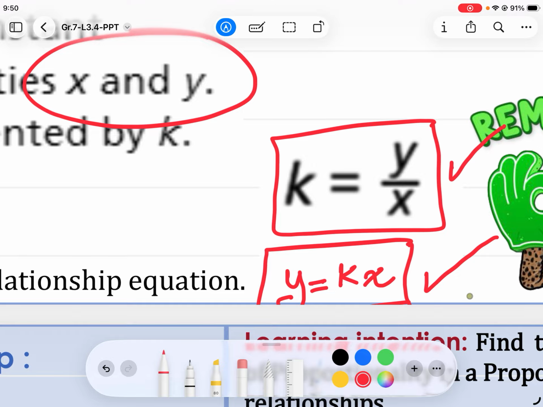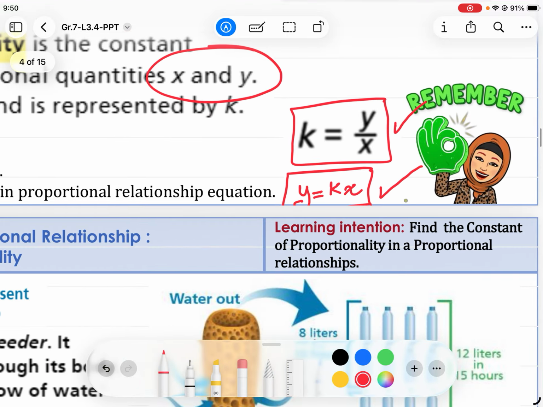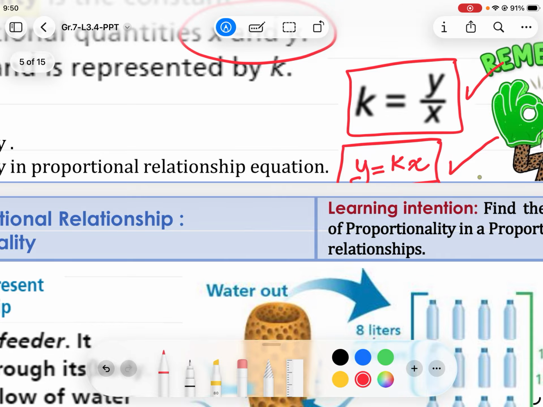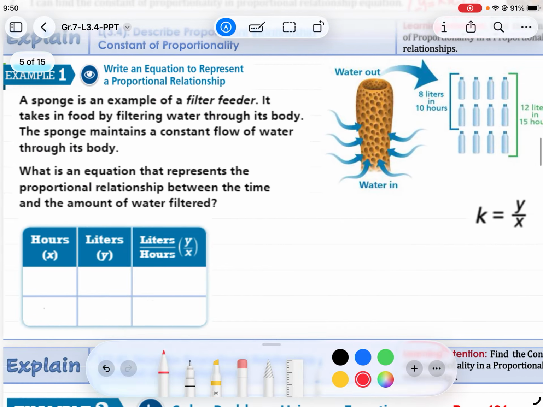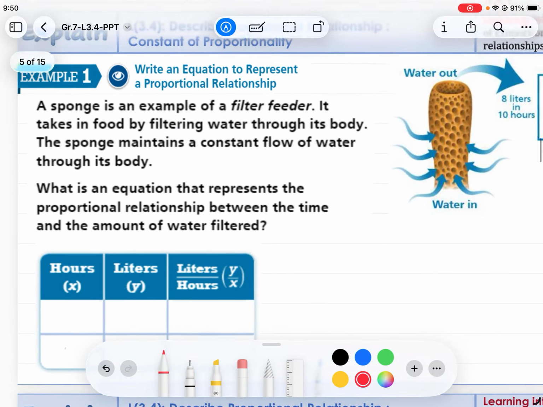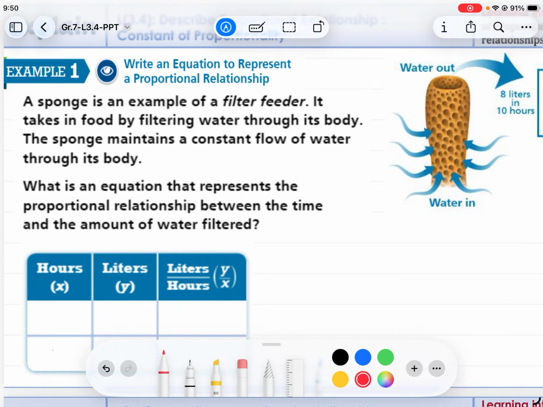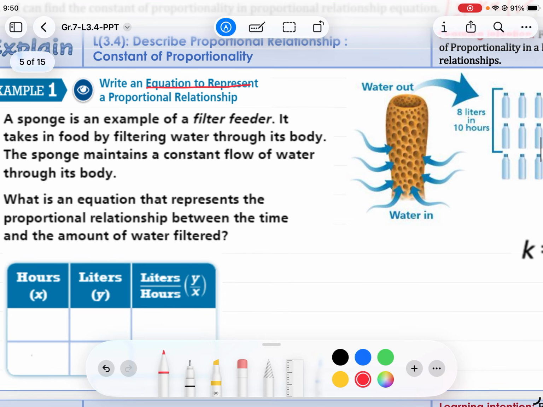Okay? This is the first one, the constant of proportionality. The second one is the equation that represents the proportional relationship. Okay. Now let's move on to another real life application here. They're telling you here, write an equation. So once they tell you to write the equation, guys, what do you do? You directly go and write on top y equals kx. That's the equation that they want.